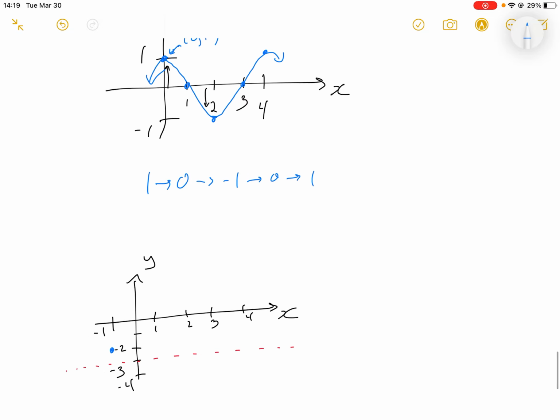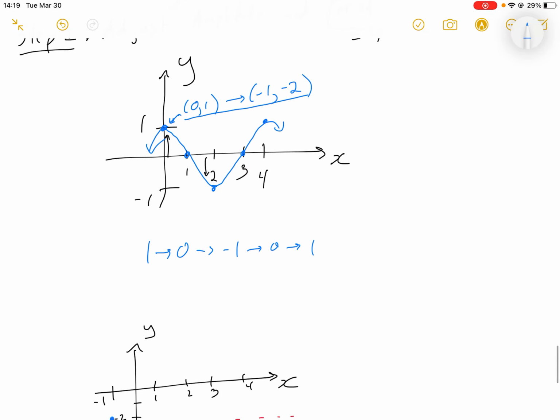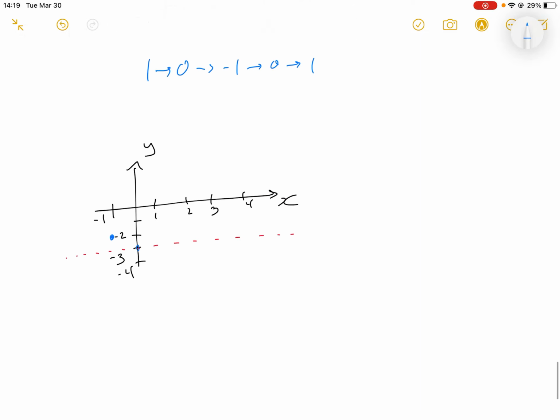And then you could do this process if you'd like with all the other points. So this next point would be 1, 0. If I go left 1, it's going to be 0, and then down 3 will be -3. Or you can just notice that we have our pattern again. So cosine starting up, it comes down, it goes back up again, and then that pattern repeats itself.